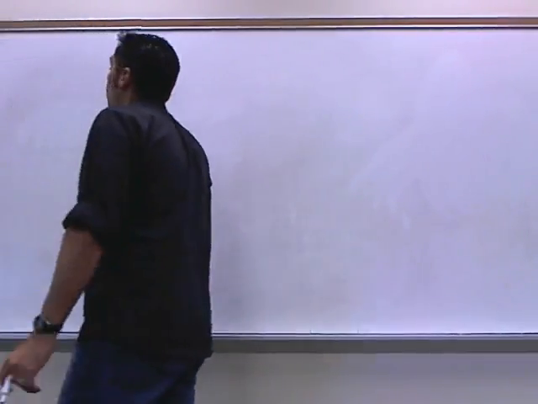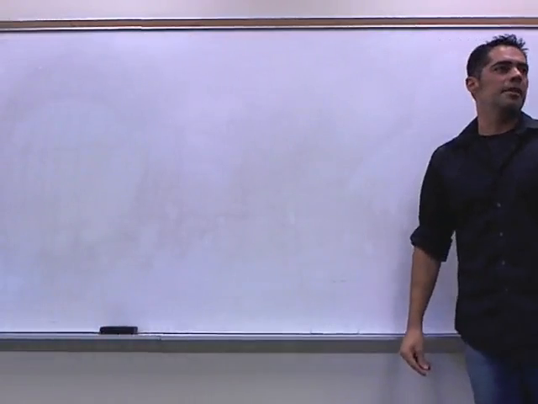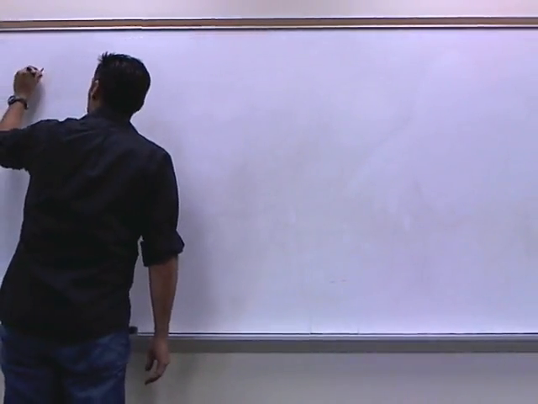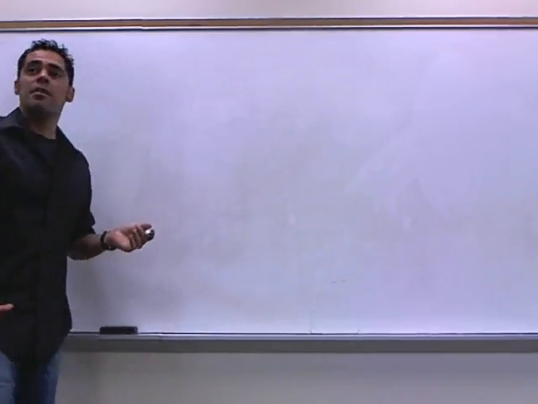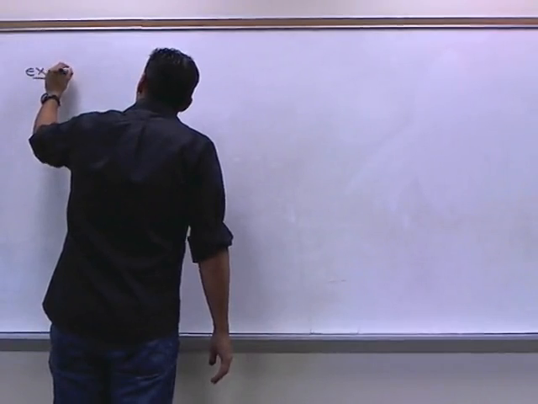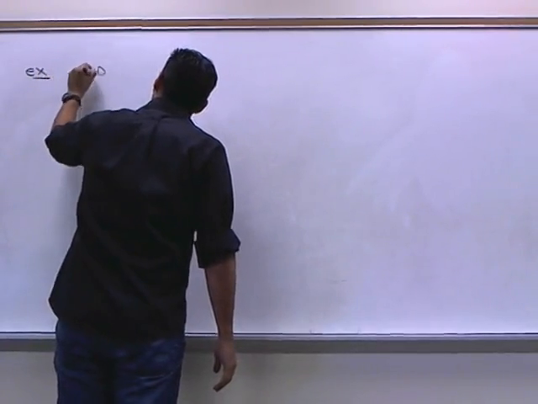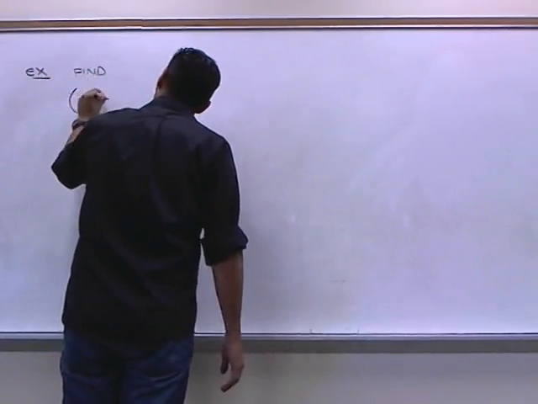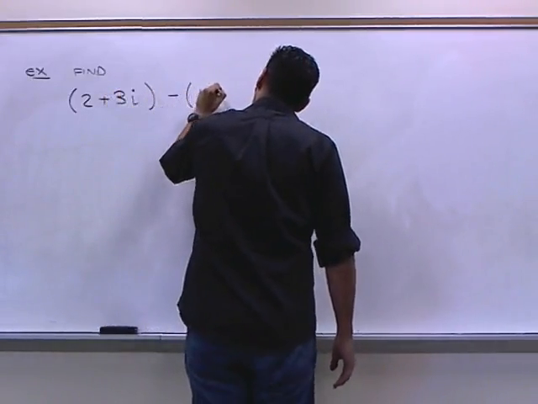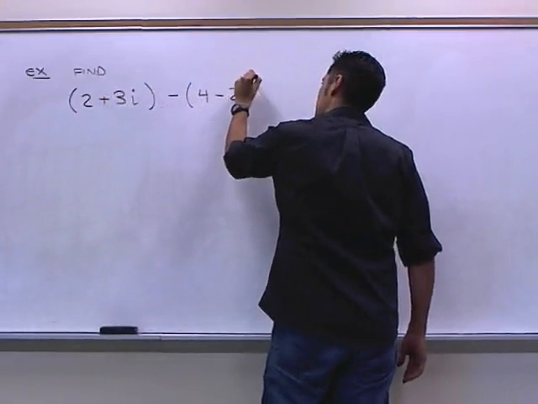So what are you going to need to be able to do in here? At the end of the day, that's really what you want to know. Well, we're going to need to be able to add and subtract imaginary numbers. So let's look at this. Find what 2 plus 3i minus 4 minus 2i is.